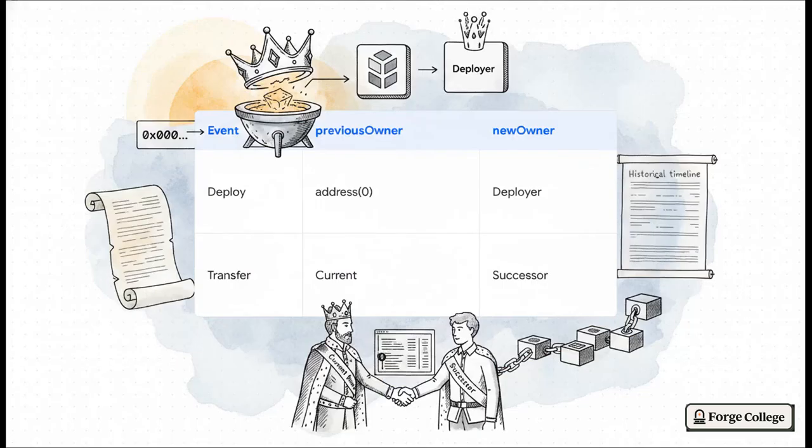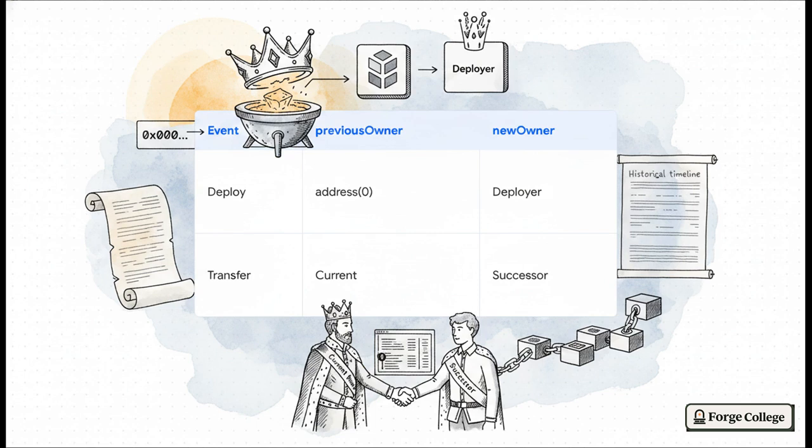Let's actually take a peek at what these scribes are writing down. We're comparing two key moments in our contract's life here. First up, contract deployment. When the contract is born, the previous owner is logged as the zero address, meaning there was no prior owner, and the new owner is the deployer's address. It's the dawn of the kingdom.